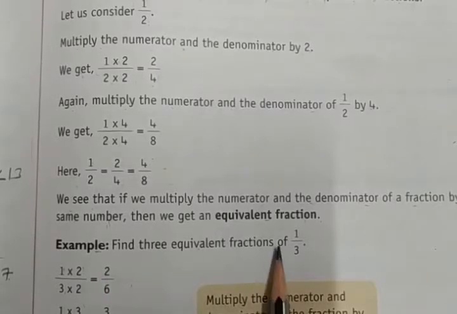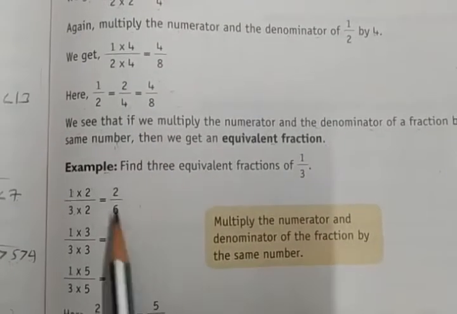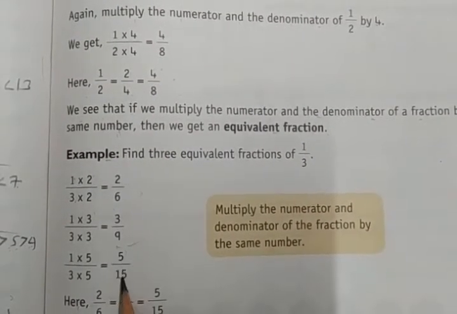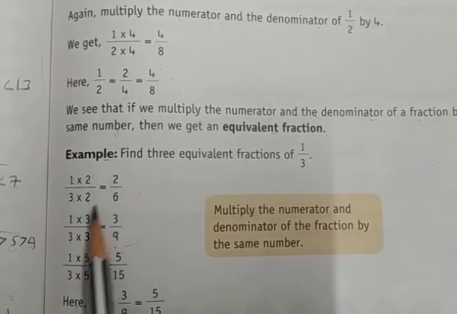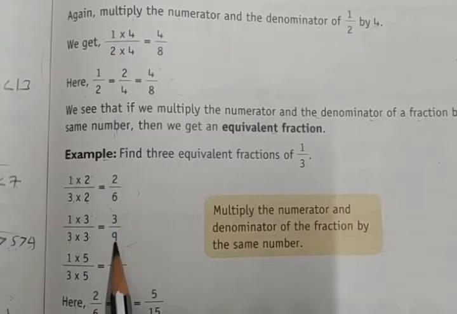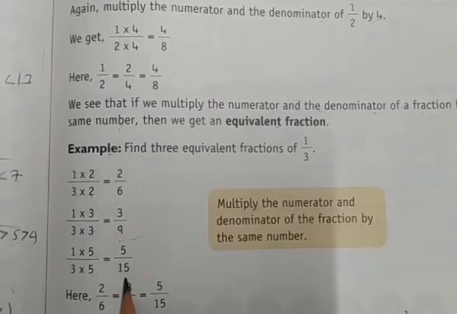Find 3 equivalent fractions of 1 by 3. The equivalent fractions of 1 by 3 are 2 by 6, 3 by 9 and 5 by 15. 1 into 2 and 3 into 2 gives 2 by 6. 1 into 3, 3 into 3 gives 3 by 9. 1 into 5 and 3 into 5 gives 5 by 15.